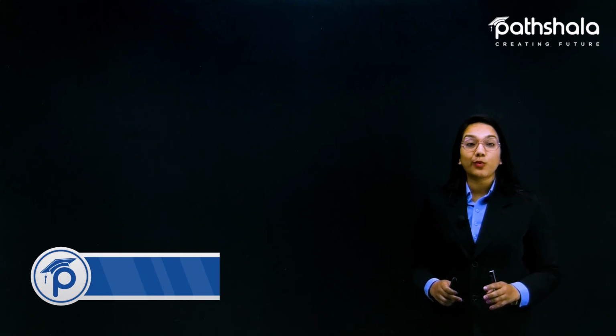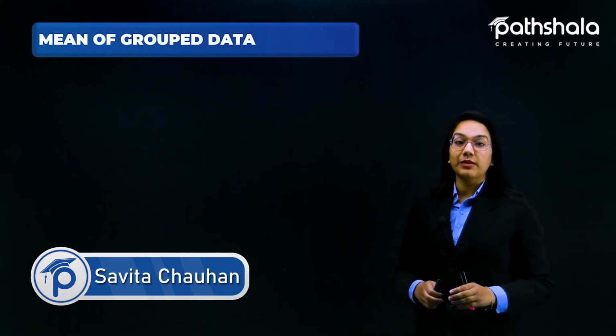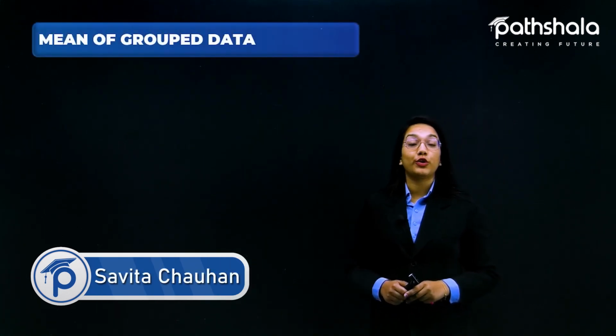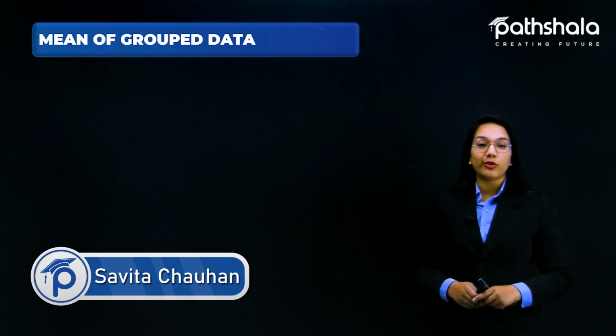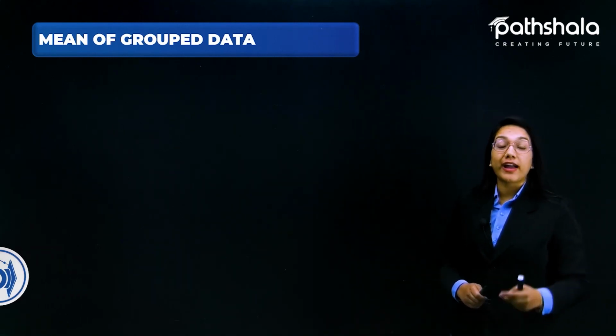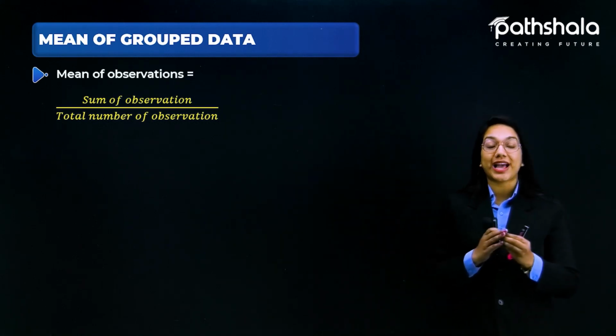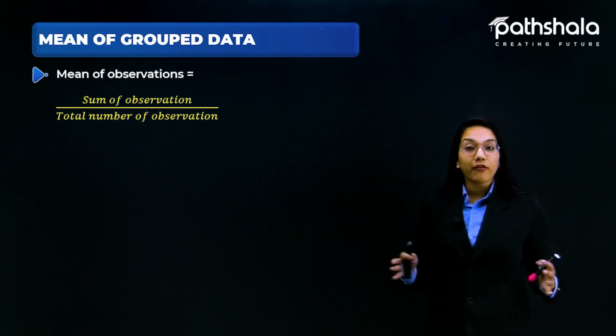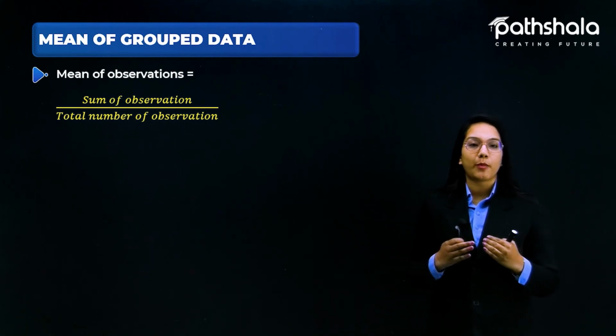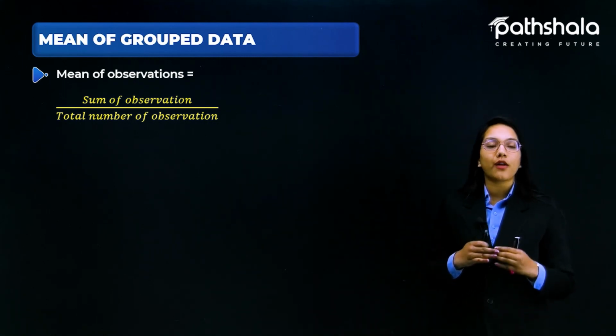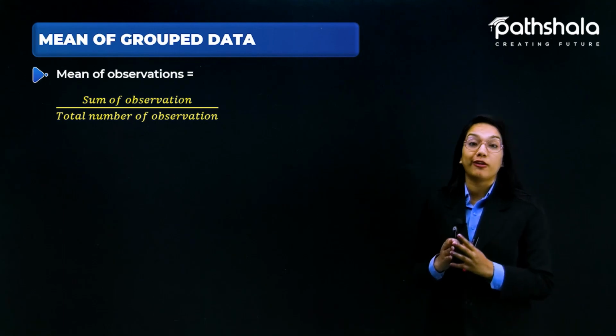Now let's start with the very first topic, which is called the mean of the grouped data. First of all, we know how we can find the mean of the ungrouped data. The mean of the observations is equal to the sum of the observations divided by the total number of observations. We are already aware of this formula.